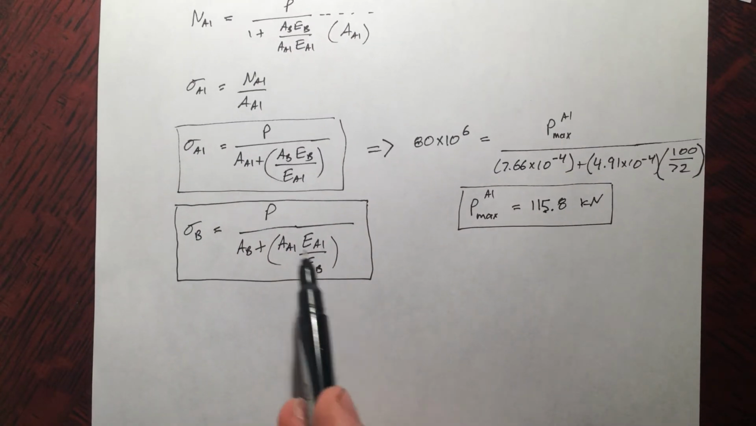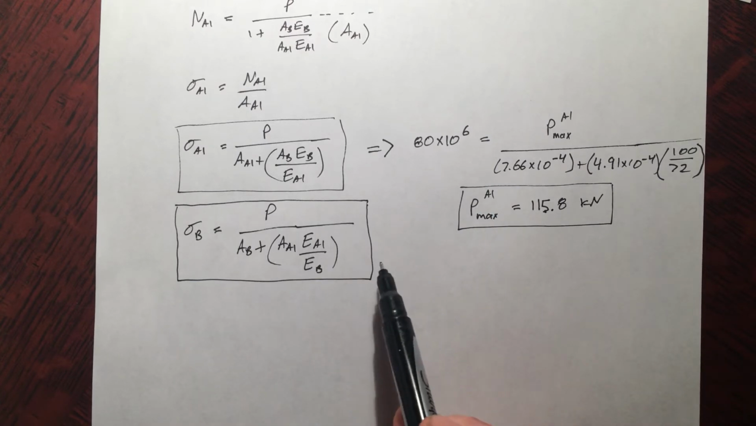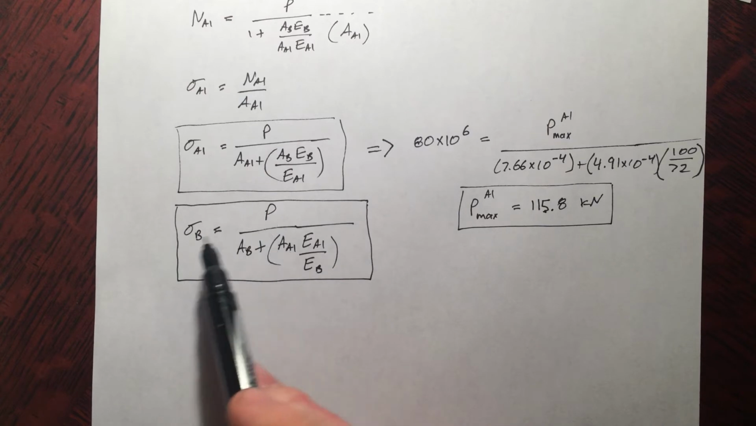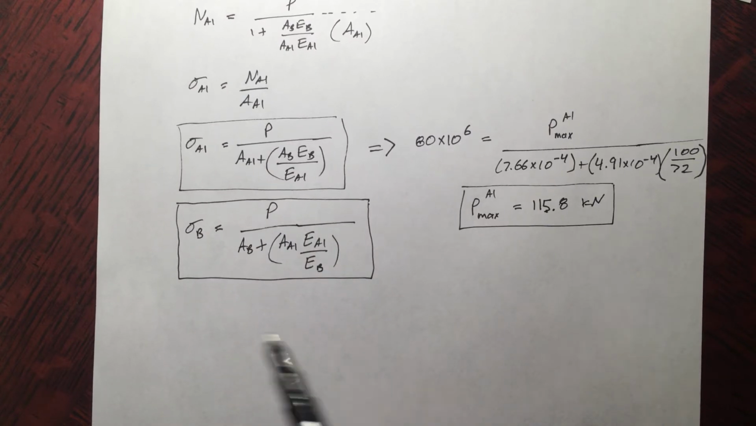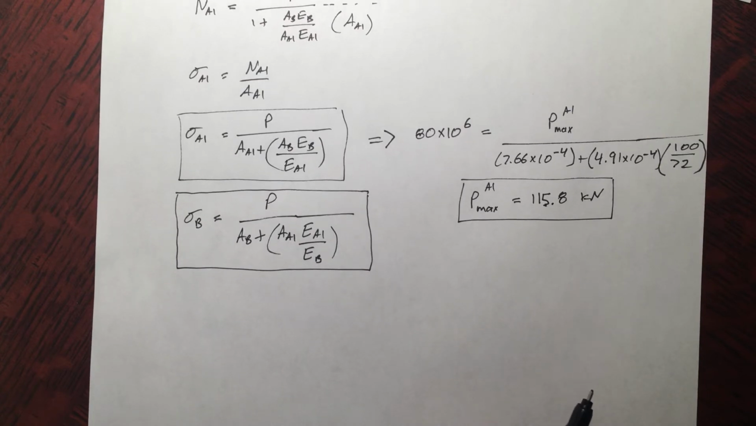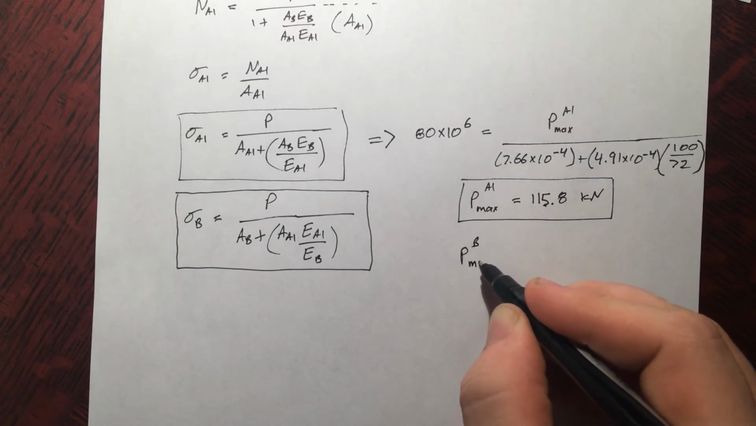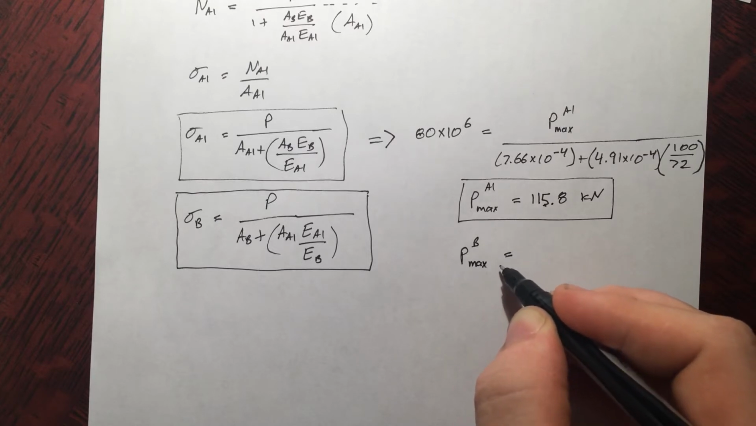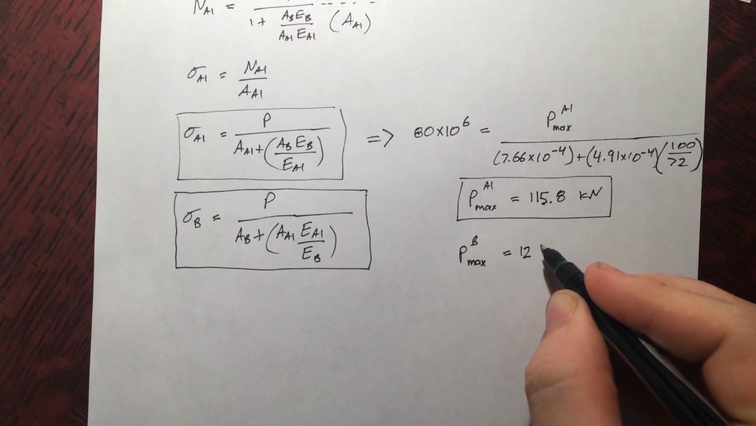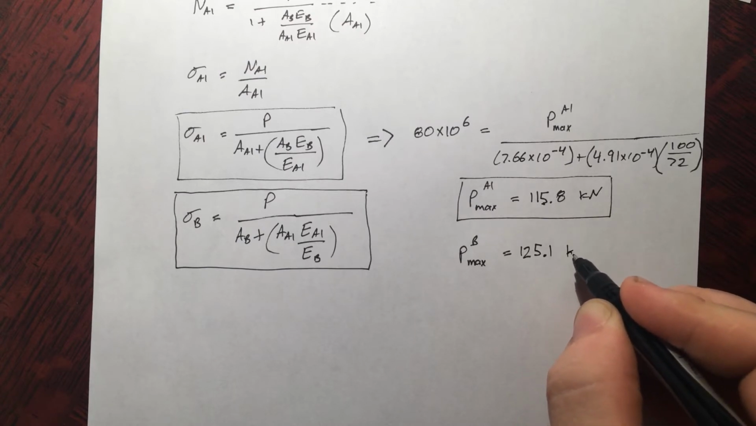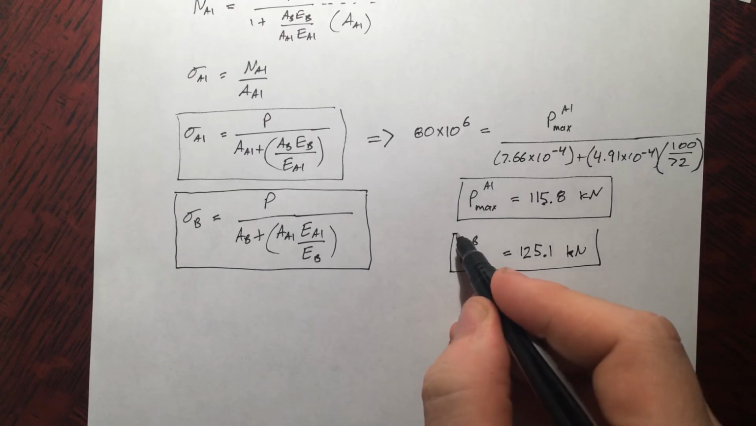All right, so we need to solve the same equation here, the same way we solved this one, to find what's going to be the maximum value for P if we consider the brass to be the one failing. So I'm going to go and solve it the same way. We can find that P in the brass max is 125.1 kilonewtons.